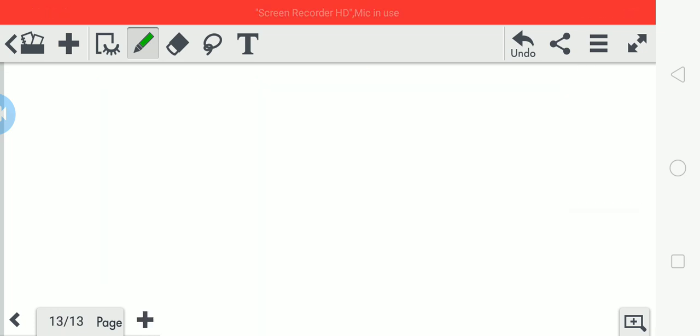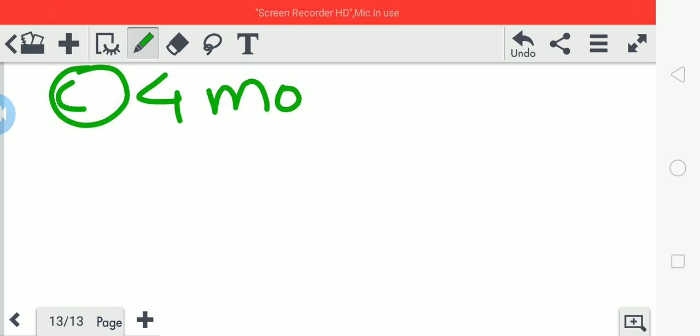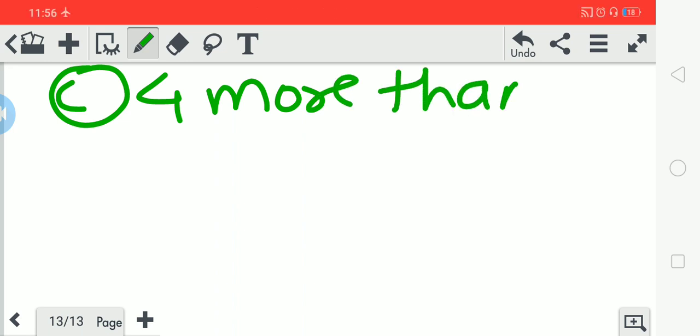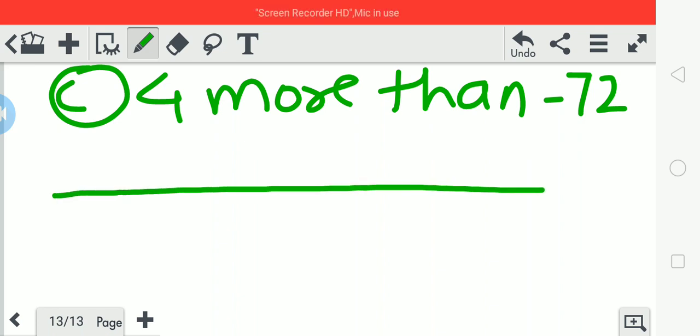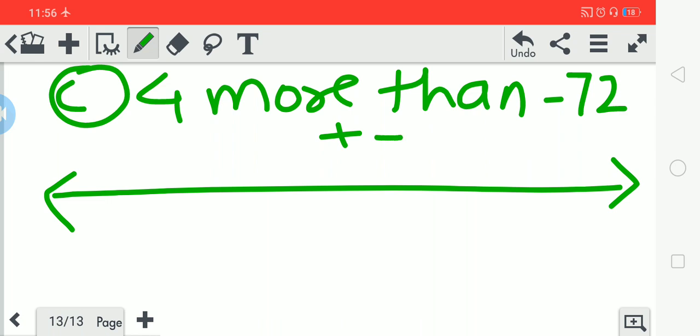Now see the C question. C question is 4 more than minus 72, right? 4 more than minus 72. Now kids, till minus 72 the number line you cannot draw in your notebook. So you can solve this question in such a way. Before that, understand the question. 4 more means plus. Plus means right side move you have to take, and your second number is minus 72, right?